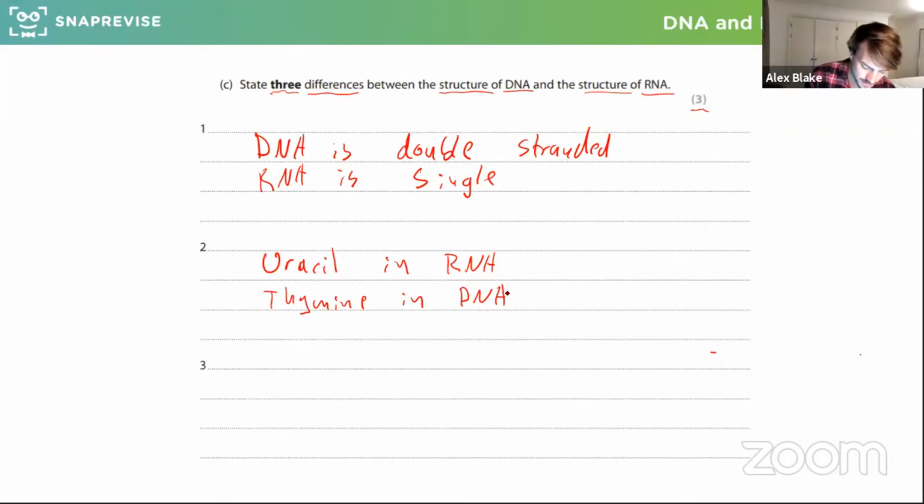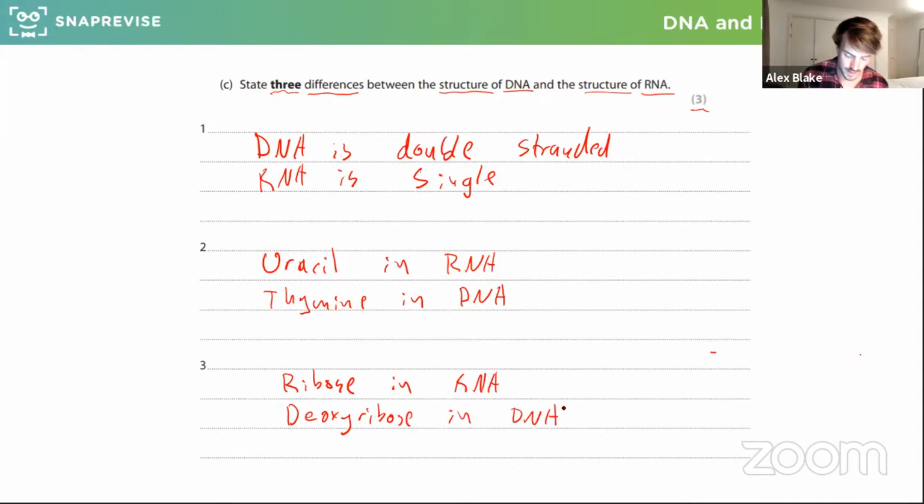Probably the next most obvious one would be the type of sugar. So ribose in RNA and deoxyribose in DNA. And that's probably the three most obvious ones. Other things, I saw some people talked about the length. So DNA is long, RNA is shorter.